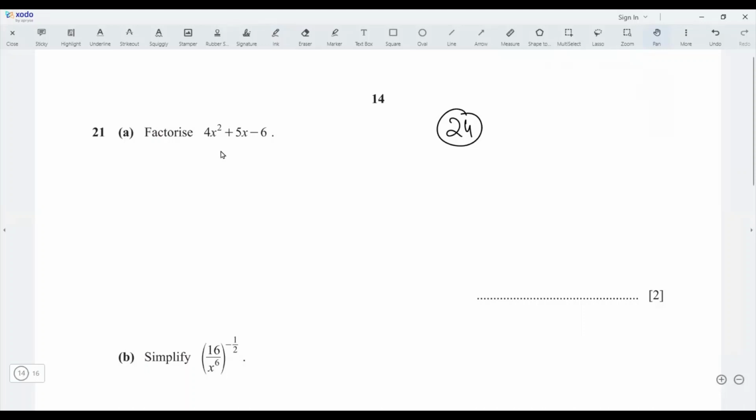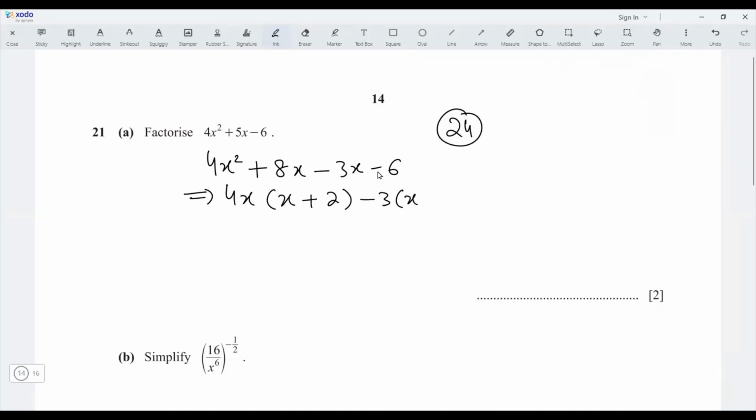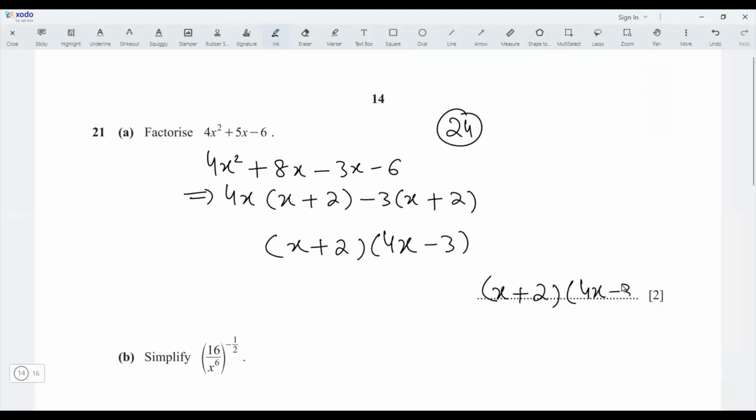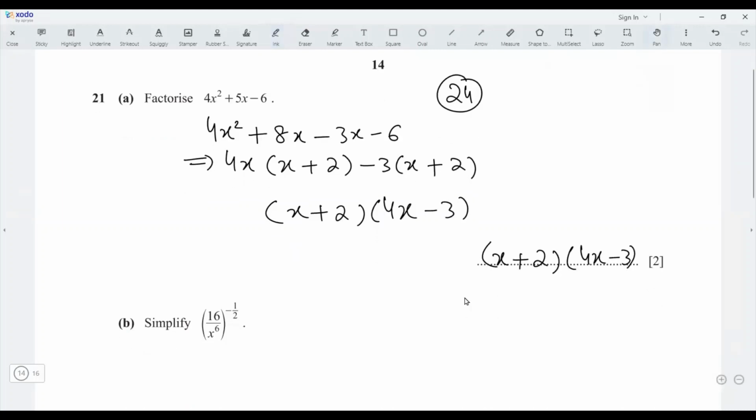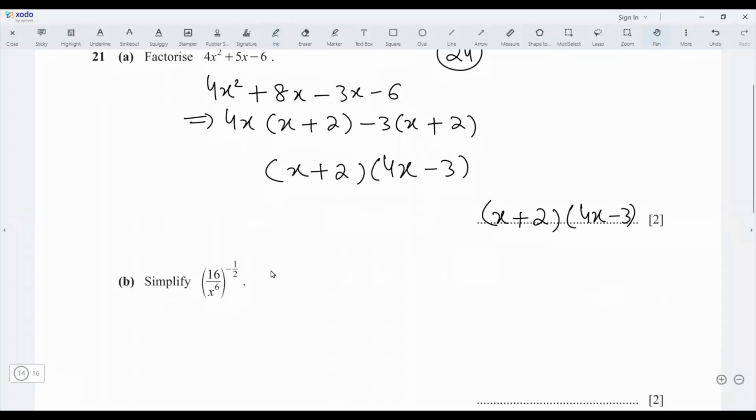So 8 and 3 are the factors that are going to multiply to 24, and on subtraction, they result in 5. So the bigger factor must have a positive sign, the other one must have a negative sign. So taking common, 4x is the highest common factor: 4x times (x plus 2) minus 3 times (x plus 2). Now x plus 2 will be written one time and multiplied with 4x minus 3 in the other bracket. So it's the result of the given question's factorization.